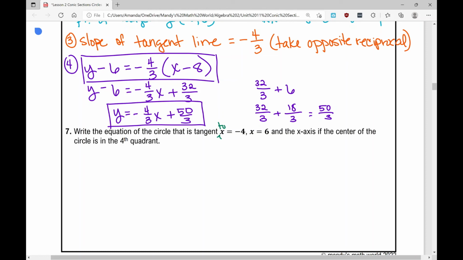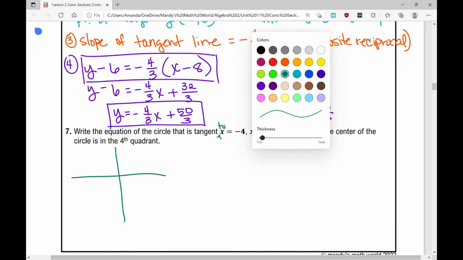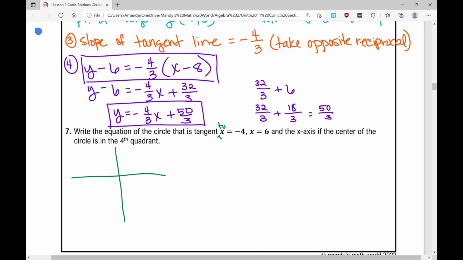We're writing the equation of a circle that is tangent to these lines. Let's draw a little graph, and I'm going to draw them in different colors so we can get an idea of what we're looking for. The line x equals -4 is a vertical line. So here's x equals -4, and x equals 6, which is 1, 2, 3, 4, 5, 6. Here's x equals 6. Now, these vertical lines are 10 units apart. I'm going to write that down. 10 units apart.